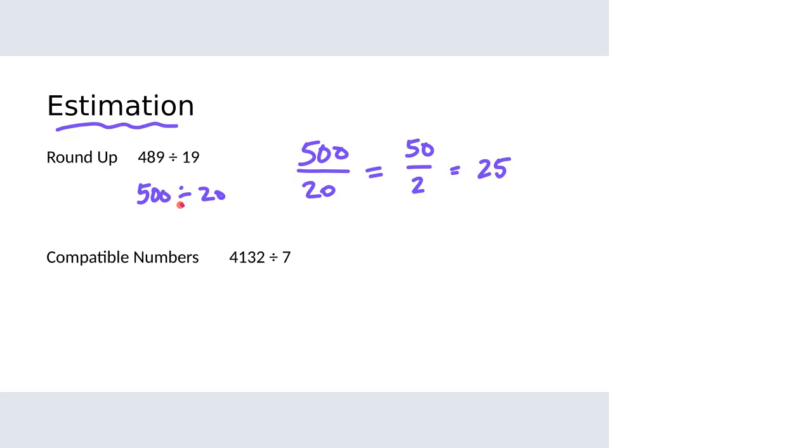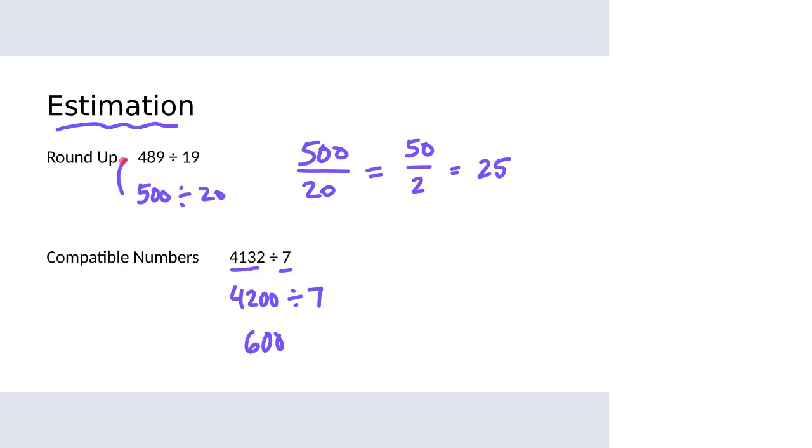Compatible numbers. What compatible numbers are is you try to make this into something that looks like it'd be easy to do. 4,132 divided by 7, I don't know. But what I can do is I know 7 times 6 is 42. So if I could turn this into 4,200, that's a number that's really compatible with 7. And this I could do in my head because I know 7 will go into 42 6 times, and so my answer is 600. Again, we're estimating. We're coming up with a ballpark. We want something we can do quickly and easily.